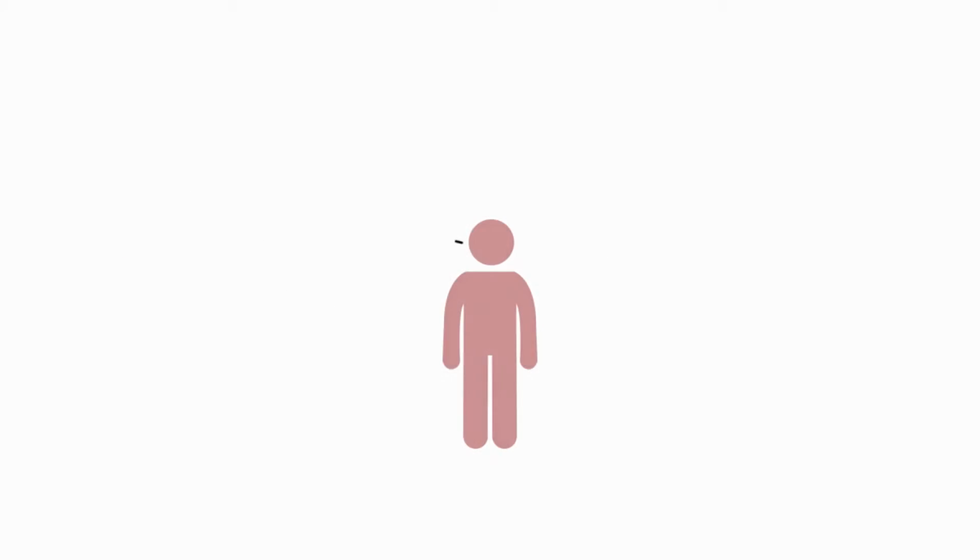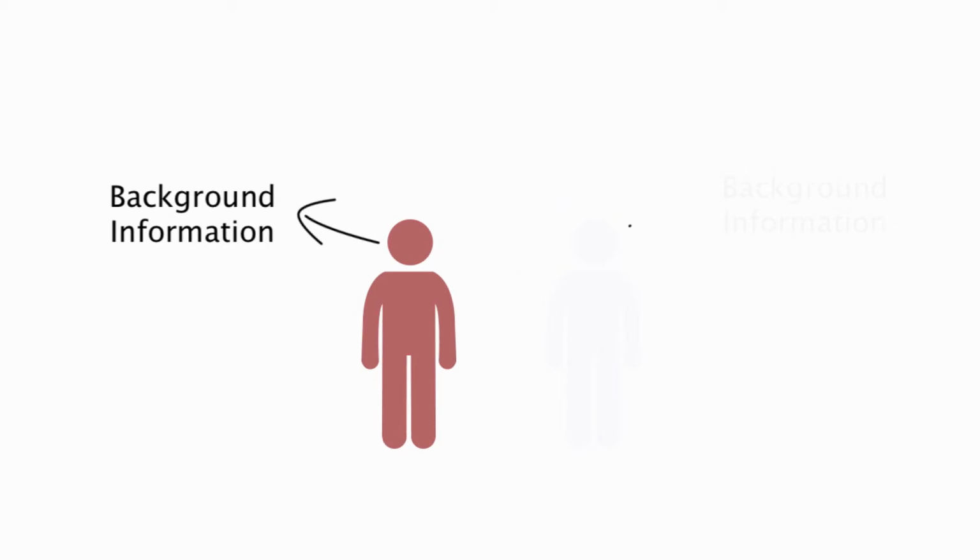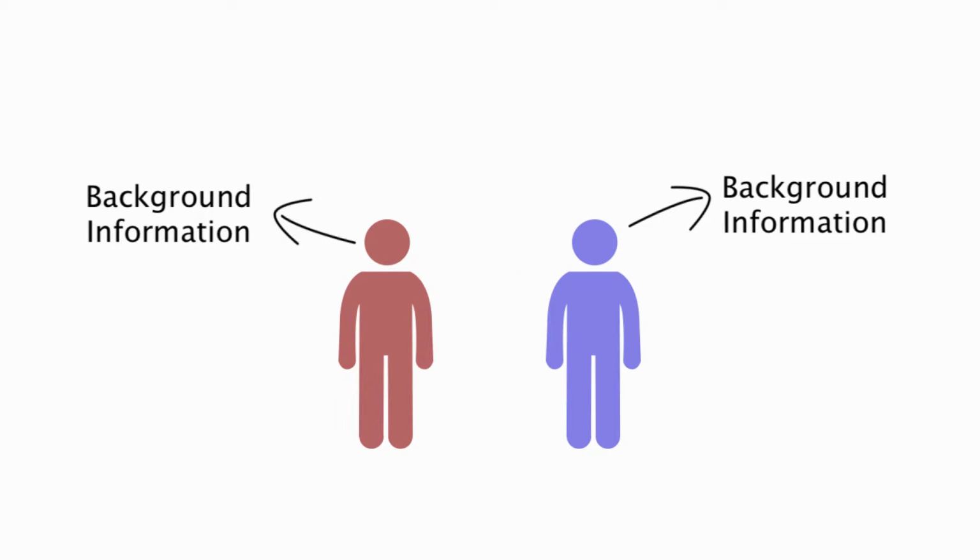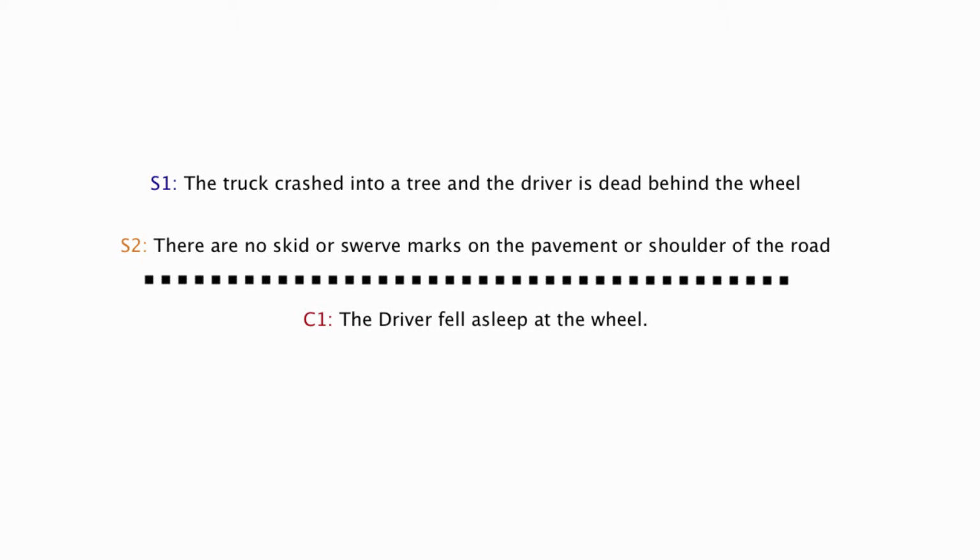One person may have certain pieces of background information in their life experiences that we don't share. And so this difference in background knowledge will account for different plausibility rankings. So let's see how that works.